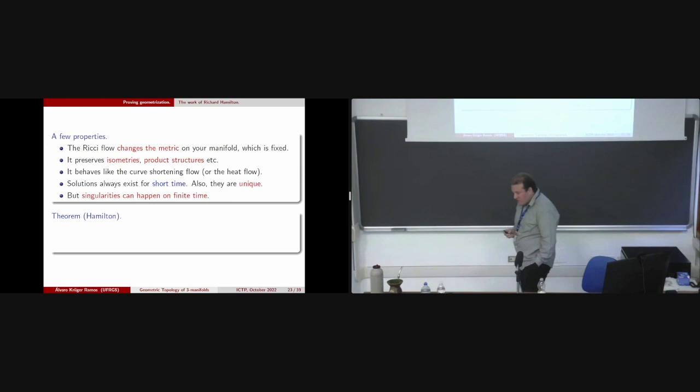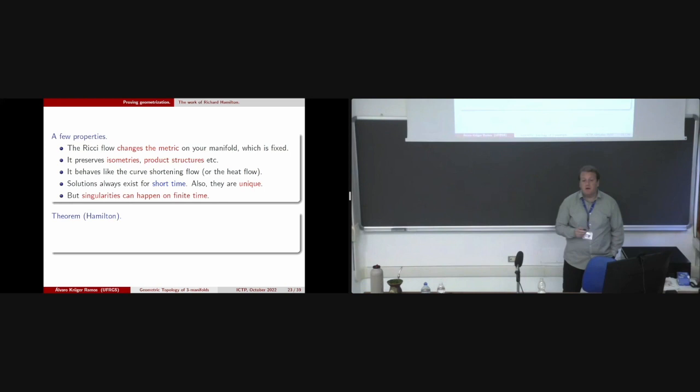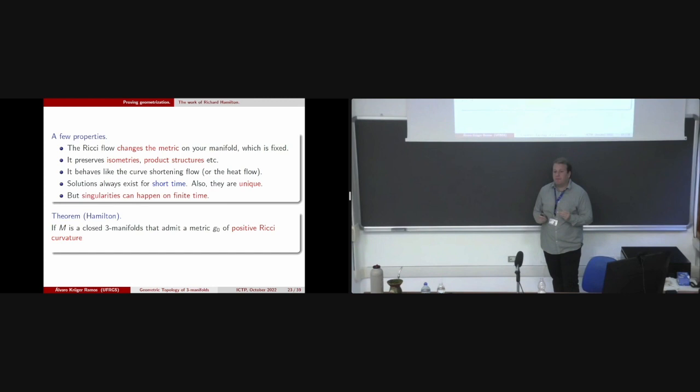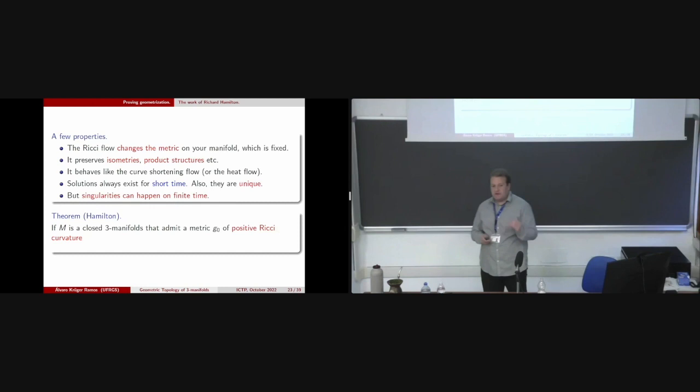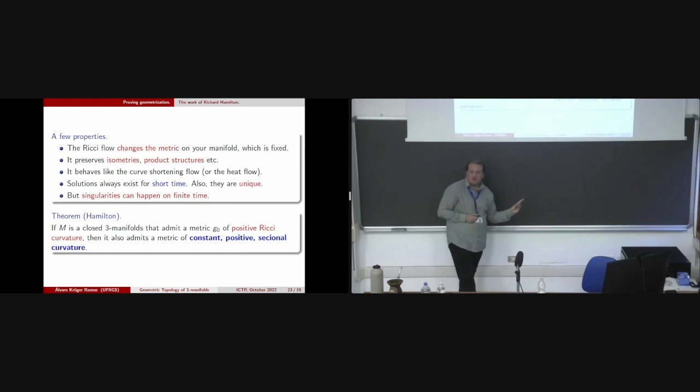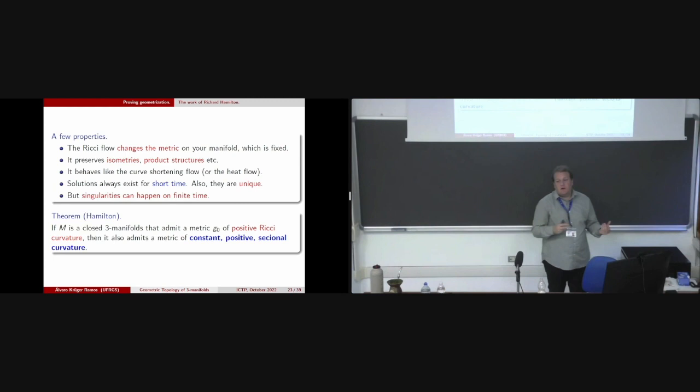So let me try to explain the power of the Ricci flow with this theorem of Hamilton. This is probably the first main theorem using Ricci flow as a tool to obtain topological conditions from geometric ones. If M is a closed three-manifold that admits a metric of positive Ricci curvature, so Ricci is everywhere positive, then it admits a metric of constant positive sectional curvature. Ricci is much weaker than sectional, because Ricci is an average. And he goes from a metric of positive Ricci to positive constant sectional curvature.